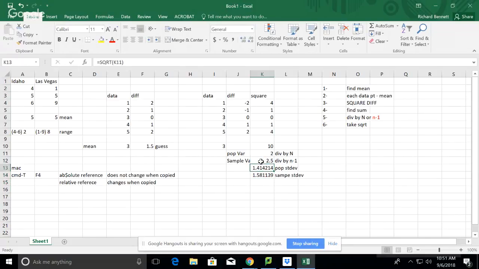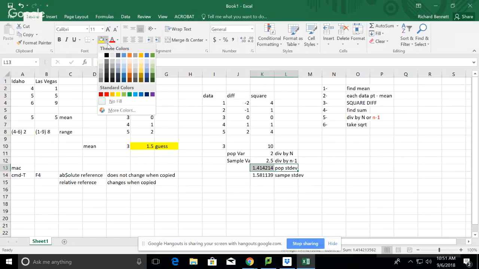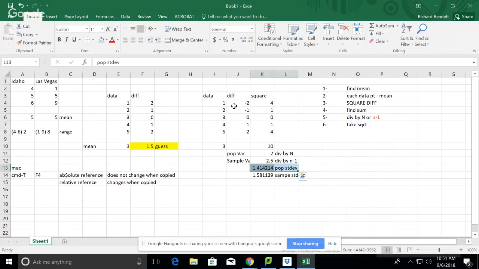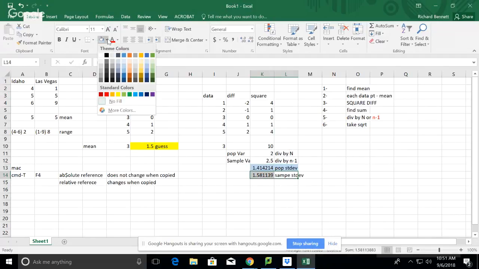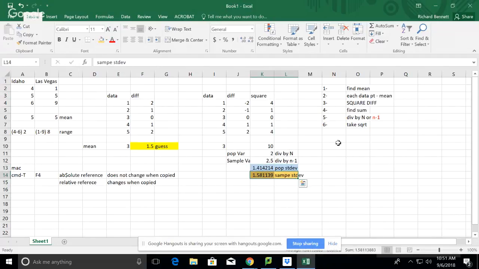Now, Chris guessed that our standard deviation was going to be about 1.5. Now, if we assume this was a population, her guess was pretty close. It's actually 1.41. If we assume it's a sample, it's 1.58. So that was a really good guess, okay? Does that make sense?